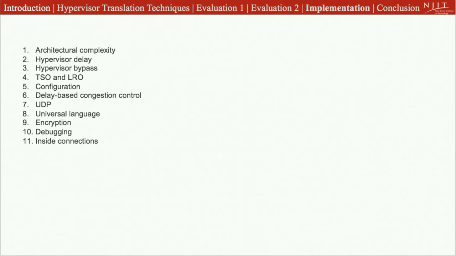On the other hand, normalizing all the congestion control algorithms to the same reference algorithm is enabled by VCC. The last one is inside connection. When two guest VMs on the same hypervisor communicate, they still go through the hypervisor and therefore through the same translation layer. As a result, VCC is expected to work without changes. These are the 11 points we need to address while implementing VCC. Now let's move on to the next slide.